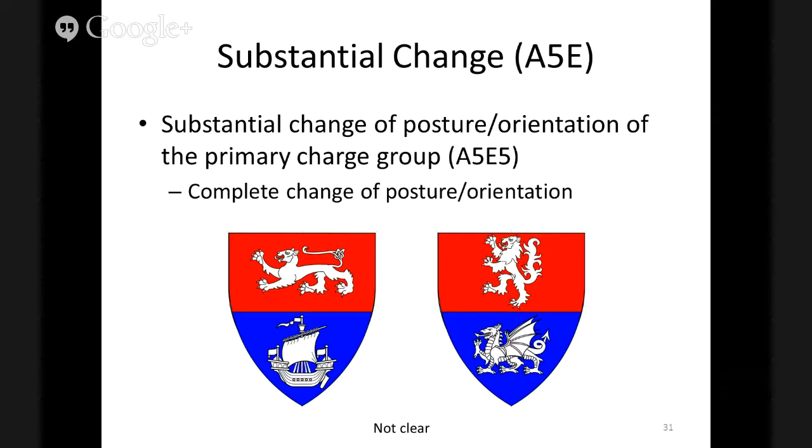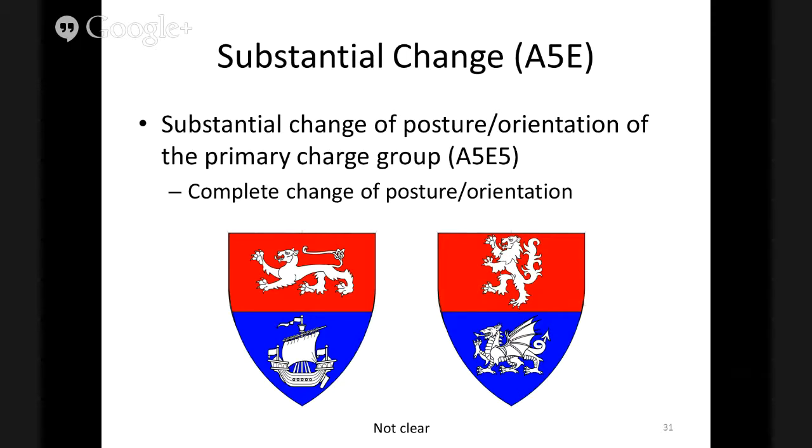Is there a complete change of posture between the top two charges? Yes. We went from a lion passant to a lion rampant. We're good so far. How about on the bottom? Can we compare a ship to a dragon? No, you can't compare them. You cannot. So do we have a change of posture of every charge?